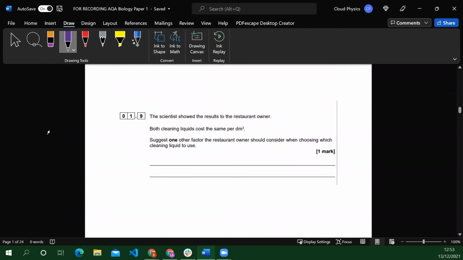The scientists showed the results to the restaurant owner. Both cleaning liquids cost the same per decimeter cubed. Suggest one other factor the restaurant owner could consider when choosing which cleaning liquid to use. Okay, this is interesting. There's a few different ones I can think of. There's only one mark, but I'm going to suggest a few to you. So you could say health effects.